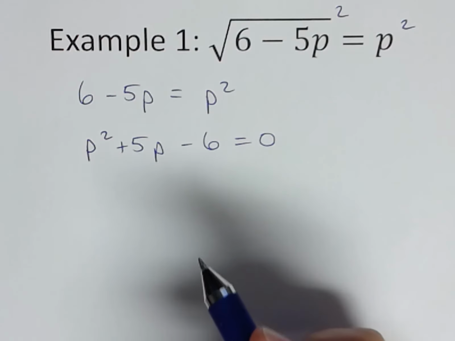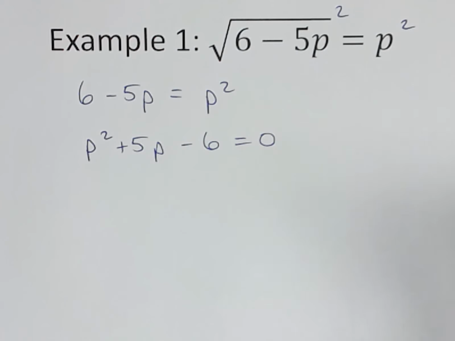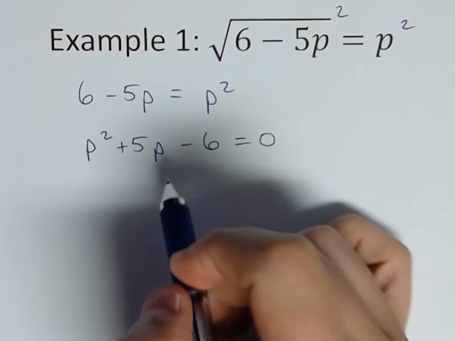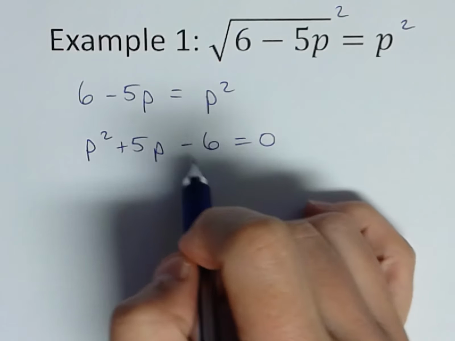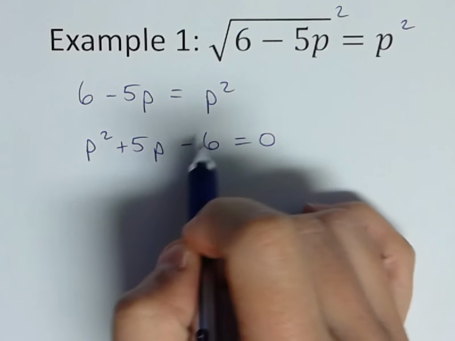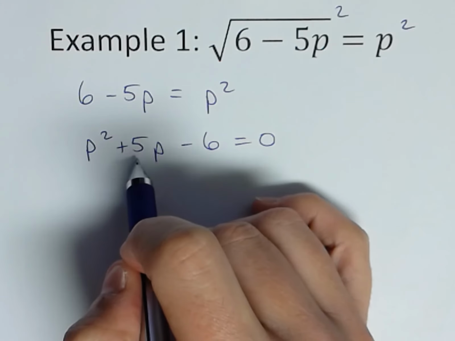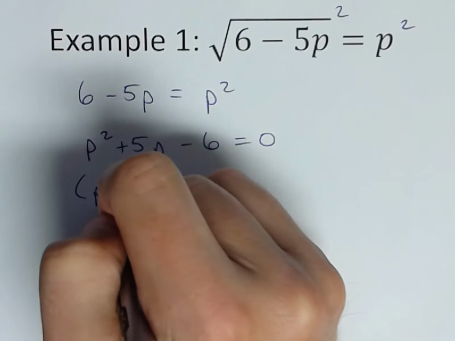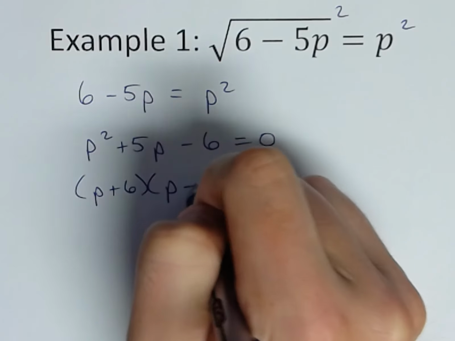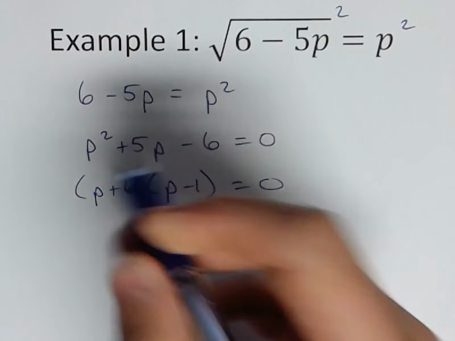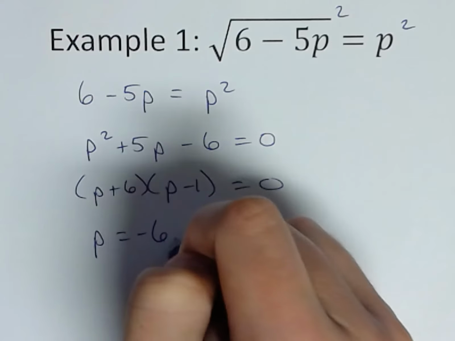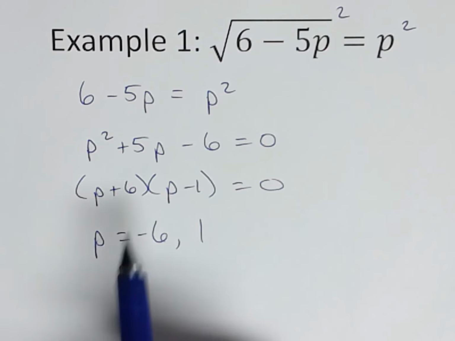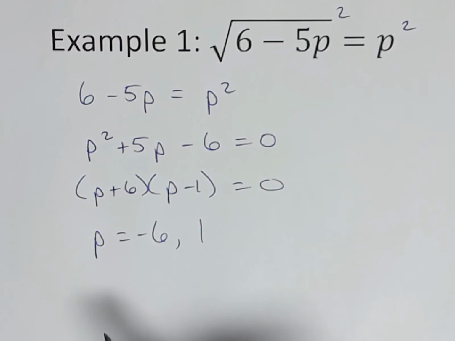Okay, you got a little quadratic. Here are your options. Factor, I think this one will factor nicely for us. Of course, you can always complete the square or use the quadratic formula if you want. So, factors of negative 6: two numbers that multiply to make negative 6 and add to make 5. Well, 6 and negative 1 will do that. So (p + 6)(p - 1) = 0. So p could be negative 6 or 1 if we just straight up solve that quadratic.